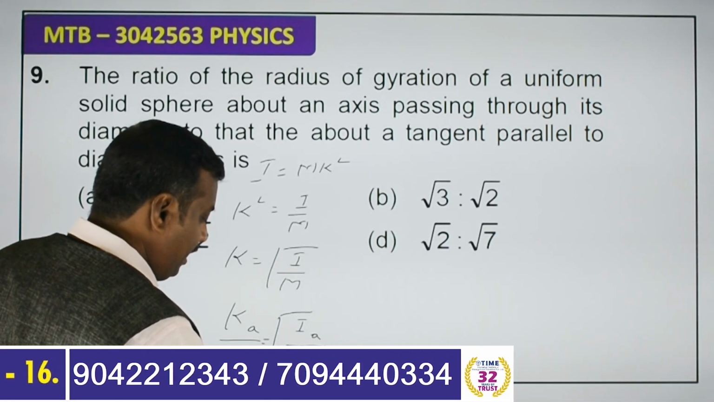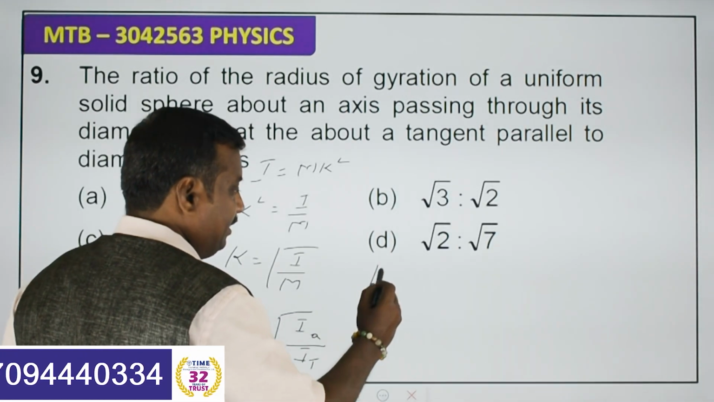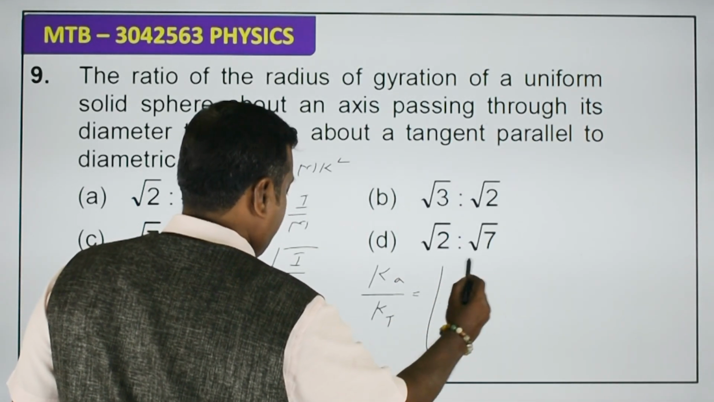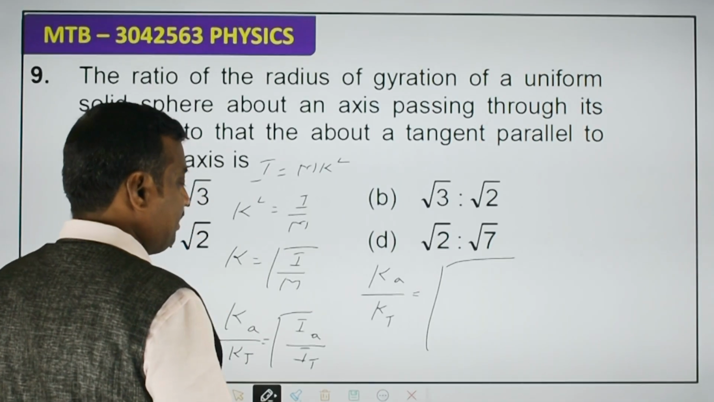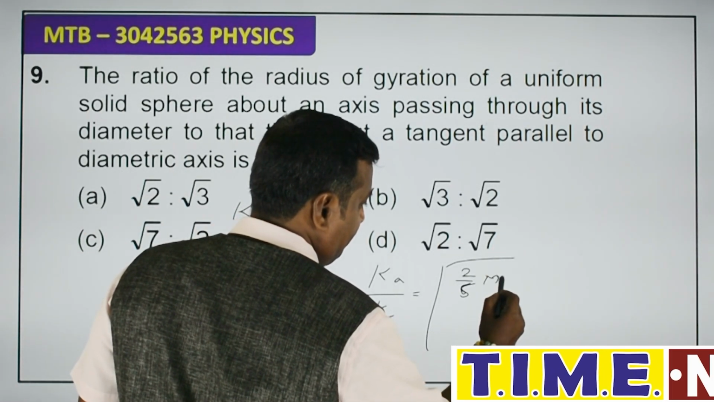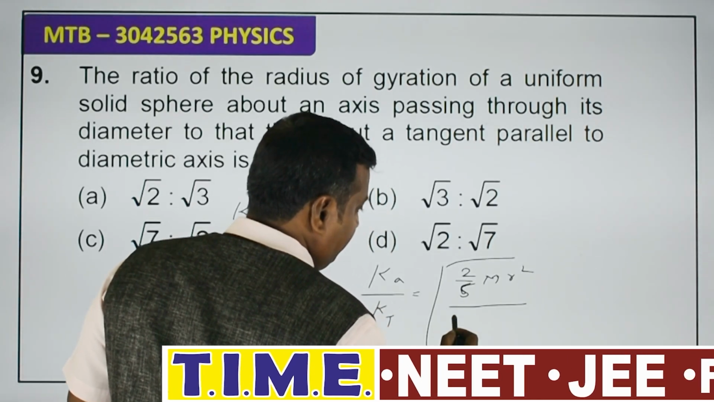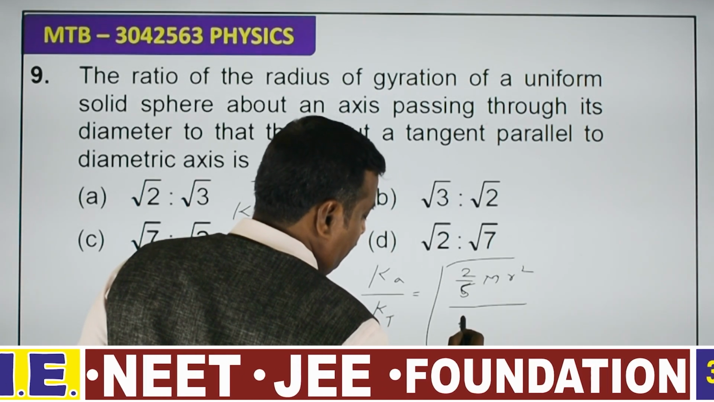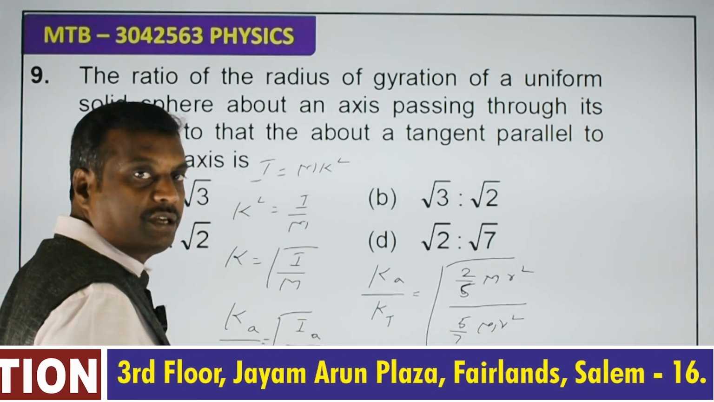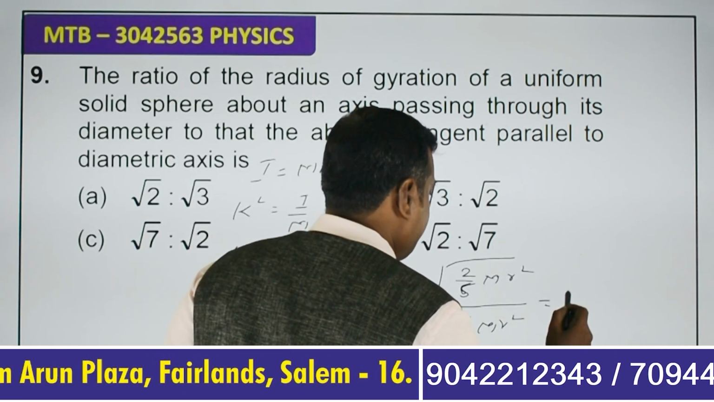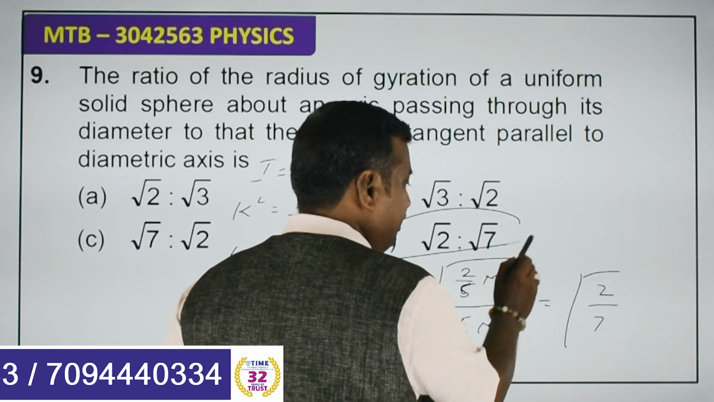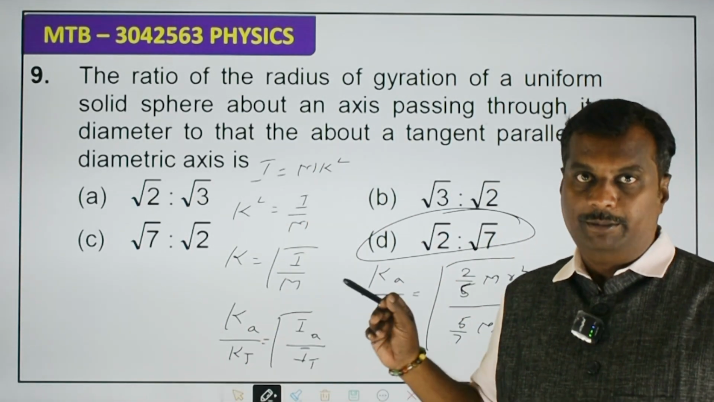So ka, that is along the axis, by kt, tangential line, is equal to root of Ia by It. So we'll write here ka by kt is equal to root of, along the axis, 2 by 5 mr square, and along the tangential line it will be 7 by 5 mr square. So when you divide, mr square cancels. So your final answer will be root 2 is to root 7, right? The right answer will be option D. Option D will be the right choice.